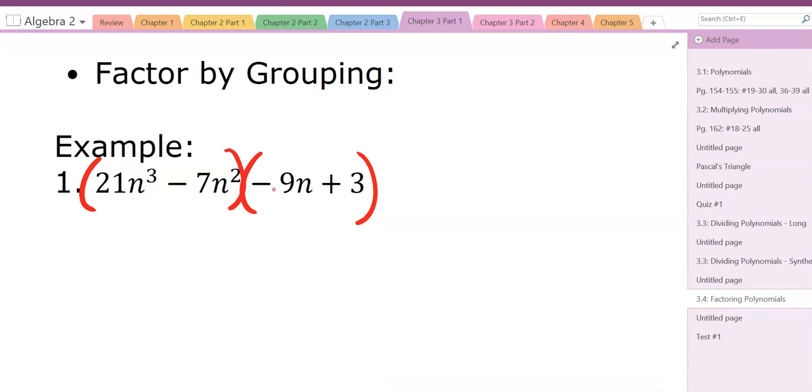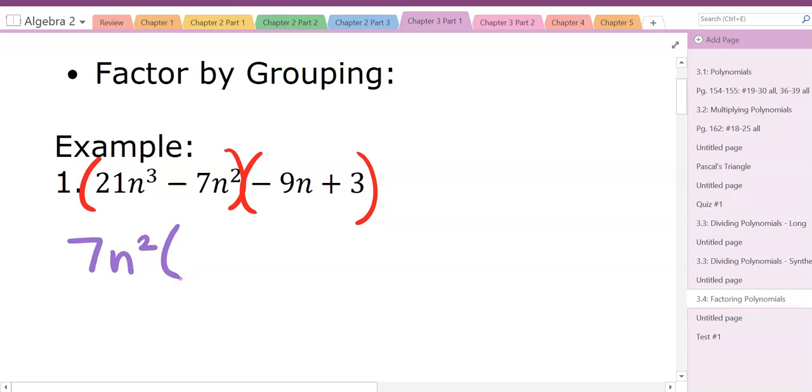Then if you think about when you were grouping back when you were factoring quadratics, you were looking for anything that you could take out. Do they have any numbers in common? Do they have any letters in common? So for 21 and 7, I can take a 7 out of both of those. The first one has n to the third, and the second one has n squared, so we can take out an n squared.